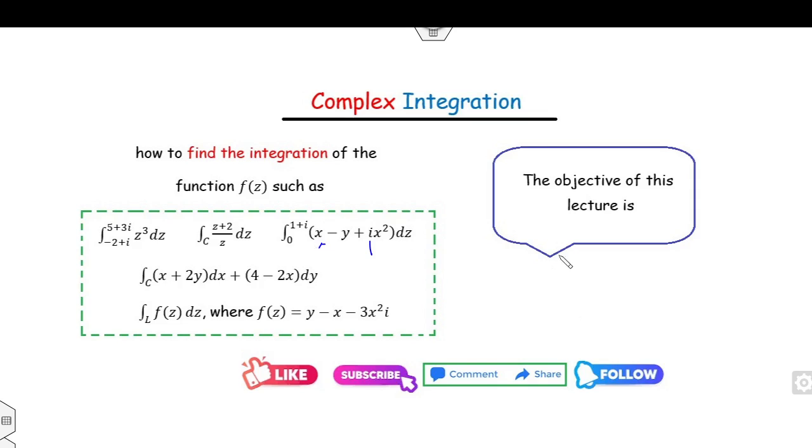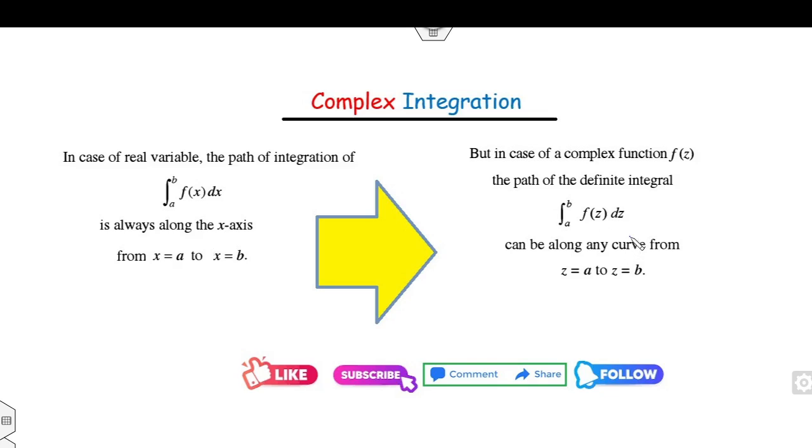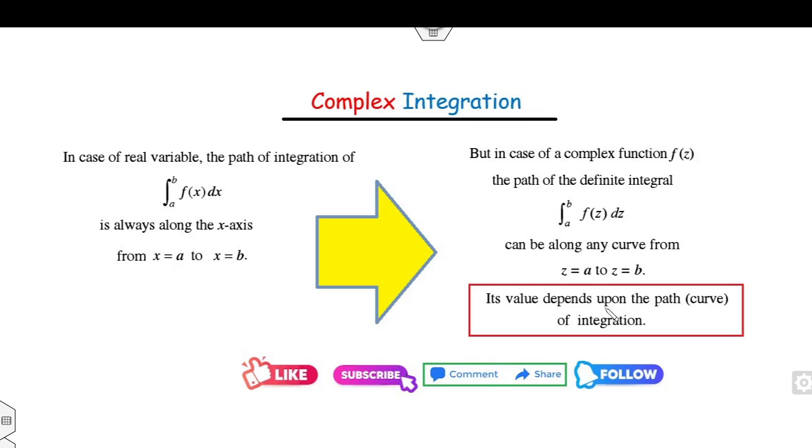We all know that in the case of the real line, the integration from a to b of f(x) is always along the x-axis, like here, from a to b. You can take the integration only along the x-axis. However, in the case of complex numbers, this integration is not along the x-axis but along a curve. It can be any curve from z equal to a to z equal to b, so it depends upon the path.